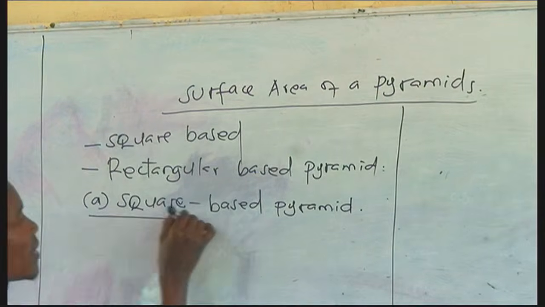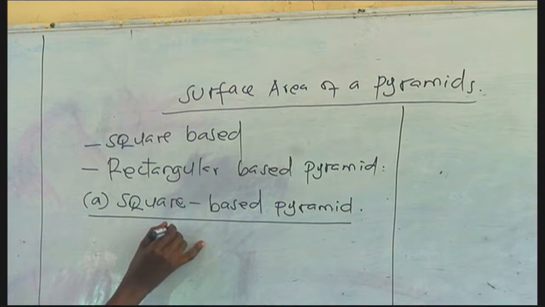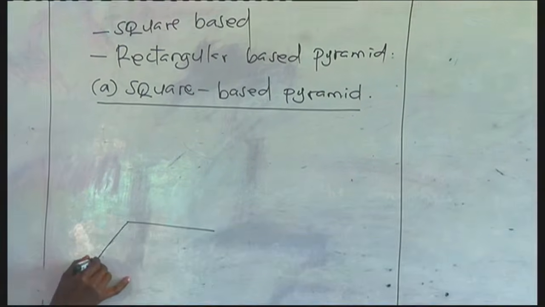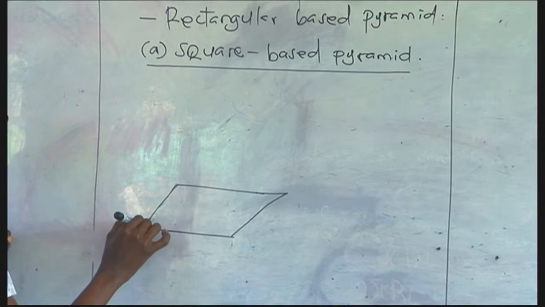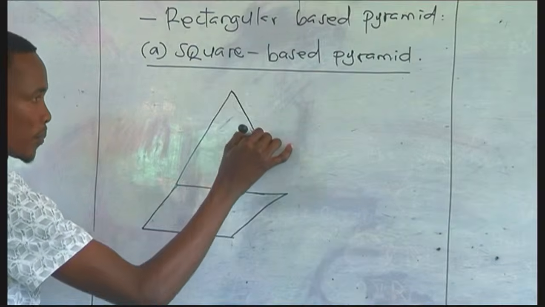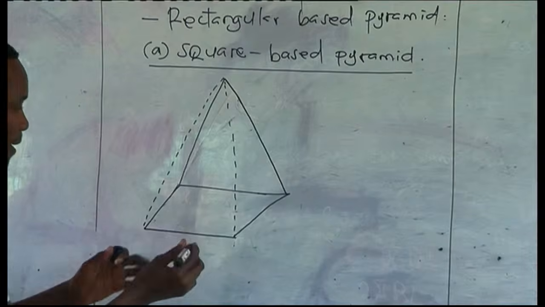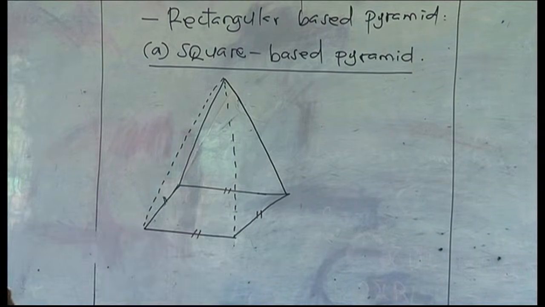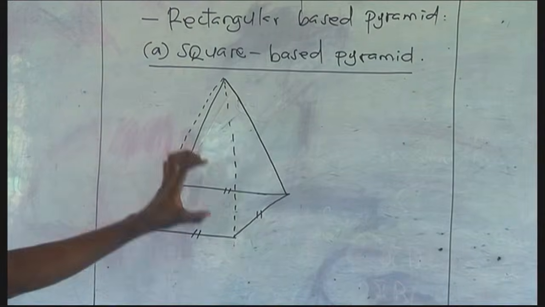So in this case, you can be given a question like this. First let me draw that figure. Let me have my diagram here. This is a square. That is a diagram that is used to represent a square-based pyramid. This base is a square. So when the base is a square, this is what we call a square-based pyramid, meaning it is a pyramid with a square base.